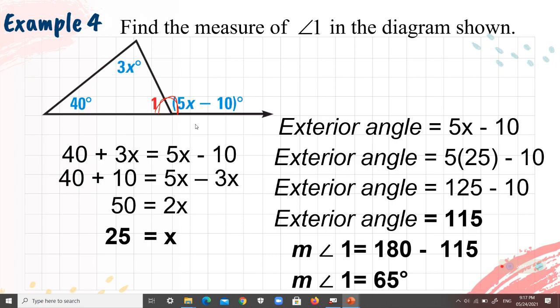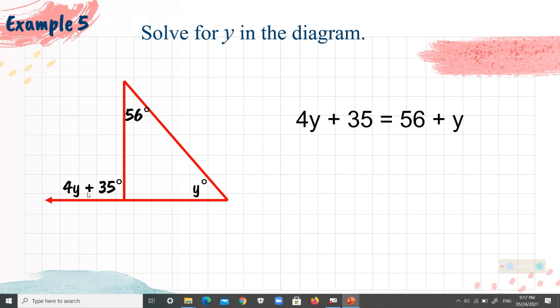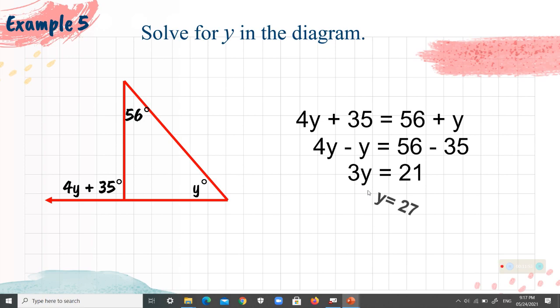Okay, question? So let's have the last example, example 5. You are going to solve for y in the diagram shown. What are you going to do? That's correct. You will have to equate 4y plus 35 to 56 plus y. Then you will solve using again the addition property of equality. Then divide both sides of the equation by 3. So the value of your y is 27. Okay, question?